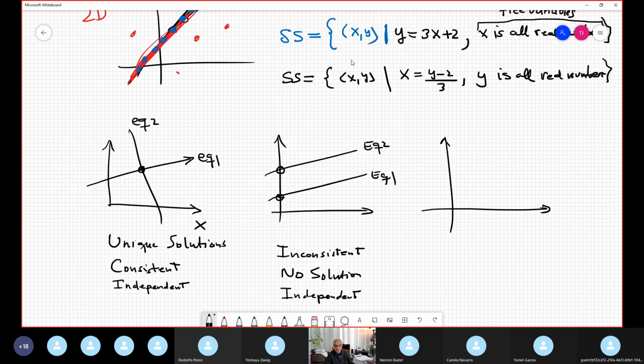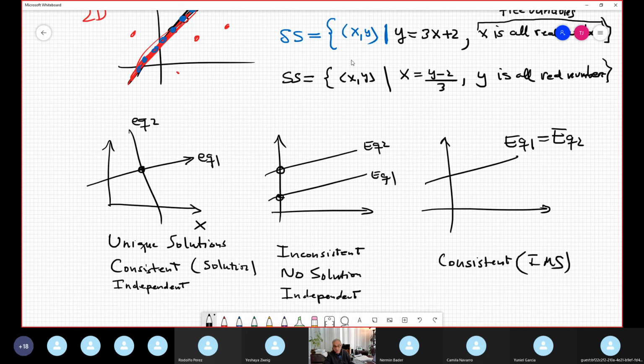And the third scenario is infinitely many solutions. In this case, equation 1 is equal to equation 2, the same graph, no? So it is obvious that it is consistent. It is consistent because the word consistent indicates solution, not no solution. We have a solution. In this case, we have infinitely many solutions, but it's dependent. It's dependent because the graph is equal. Okay? This is the idea in 2 dimensions.